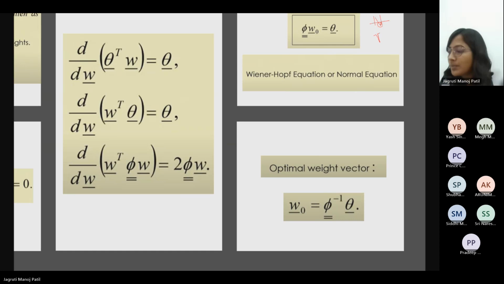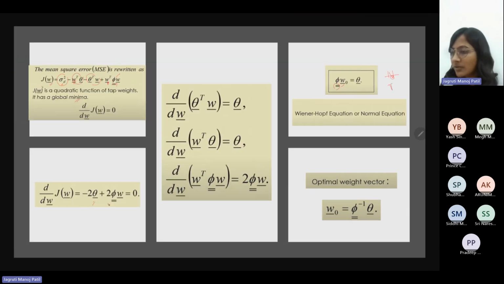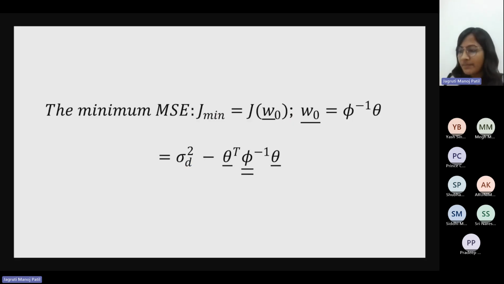So what would be the optimal weight vector? Just take this, and since it is a matrix, you take it to the other side, so it would be the inverse of that times theta. You won't have numericals from this, but these are some definitions that you might consider. Just remember, because eventually when we code it, you'll be able to understand why we are taking the inverse. Then we minimize it.